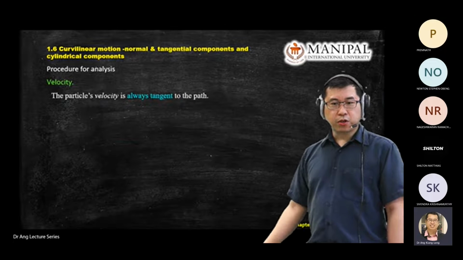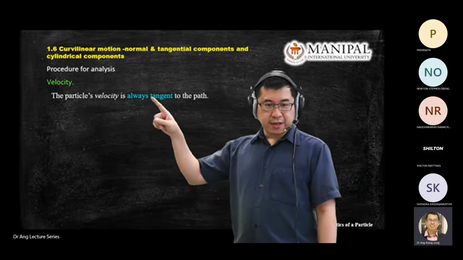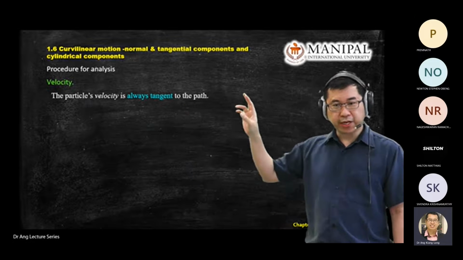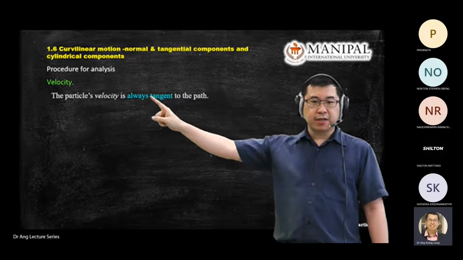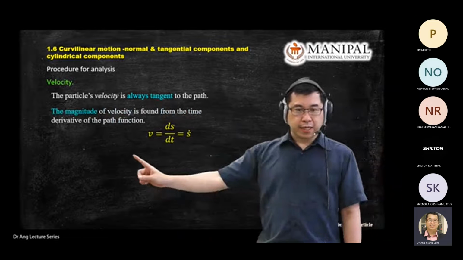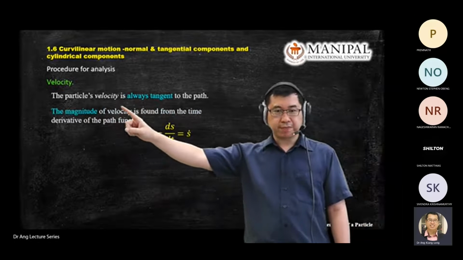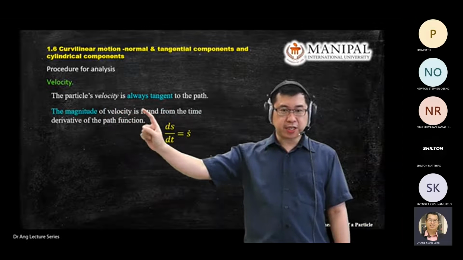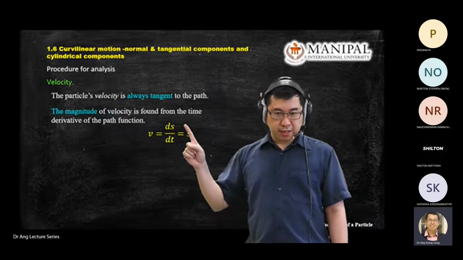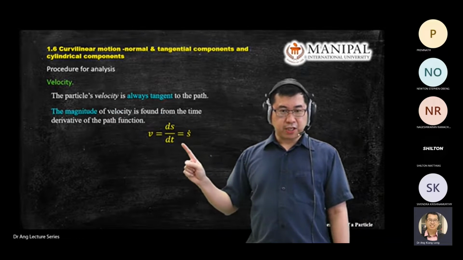Second, you talk about velocity. Remind yourself that velocity is always tangent to the path. This was already covered previously. Velocity is always tangent to your path. The magnitude of velocity is speed. So how do you find speed?